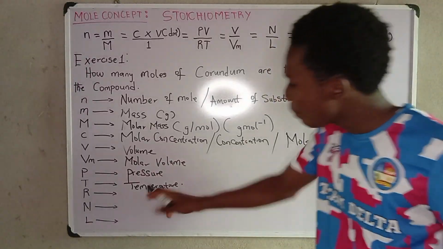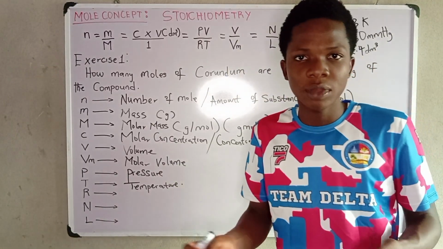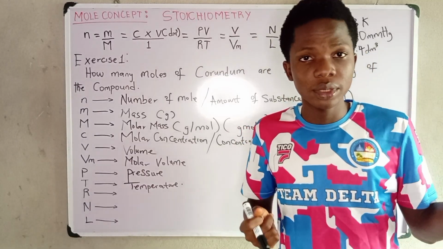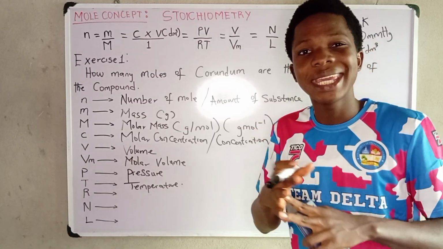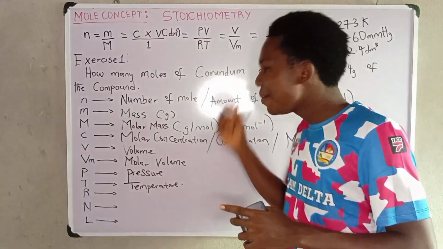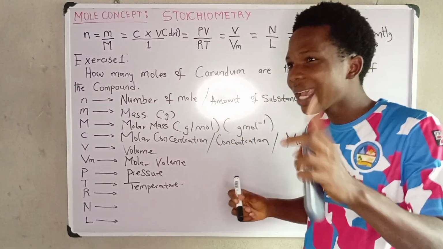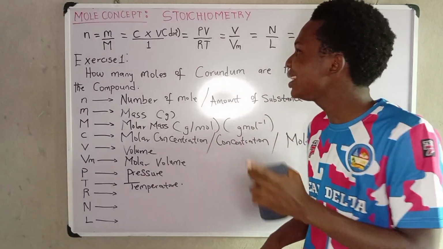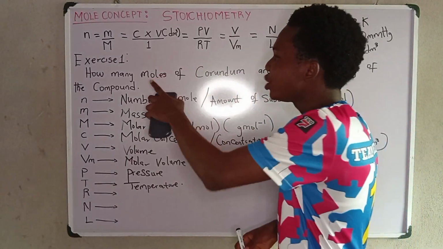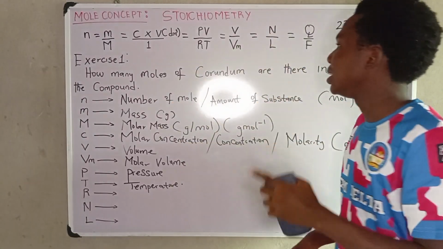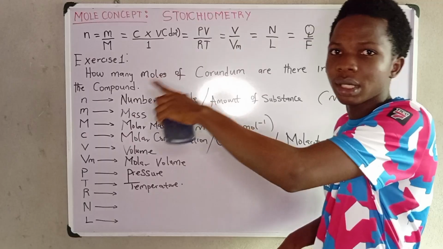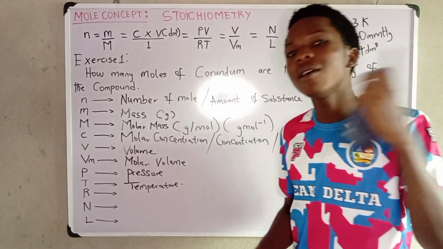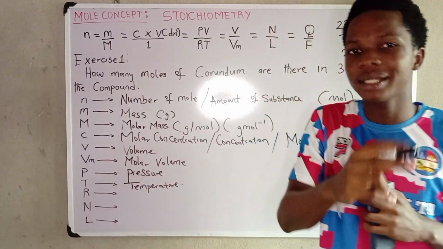Now for temperature, we have a lot of temperature scales. The most common is the degree Celsius scale, and we have the Kelvin scale. In chemistry, take note, we mainly use the Kelvin scale. So anytime you see a stoichiometric equation with the temperature in degree Celsius, make sure to convert to Kelvin, or else you will get the wrong answer.